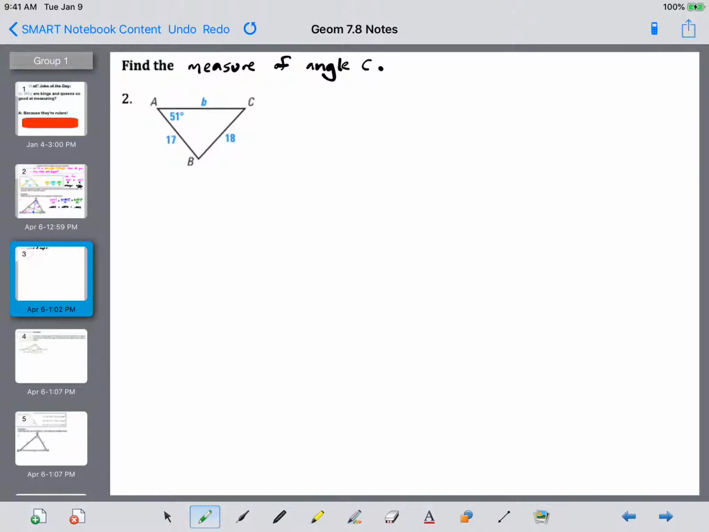You're always going to find a pair. And what I mean by a pair is you have an angle and the side opposite. That's always your starting point if you have it. Okay? So we have to set up sine of 51 over 18.